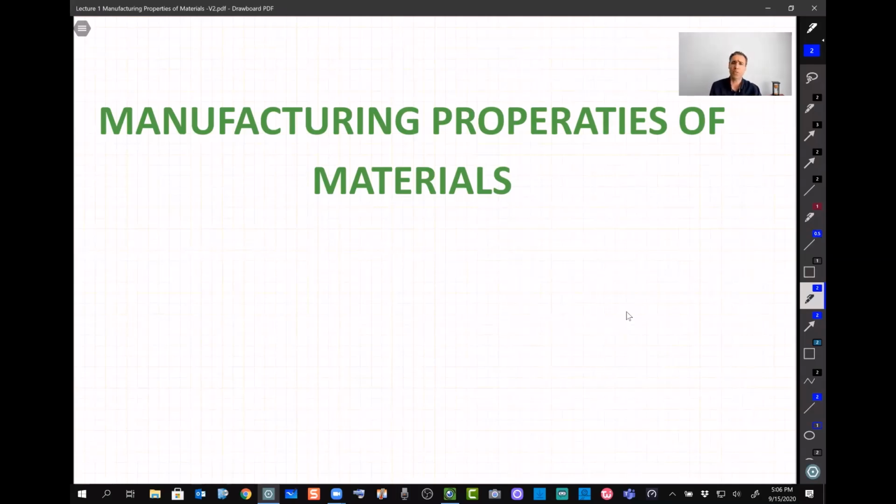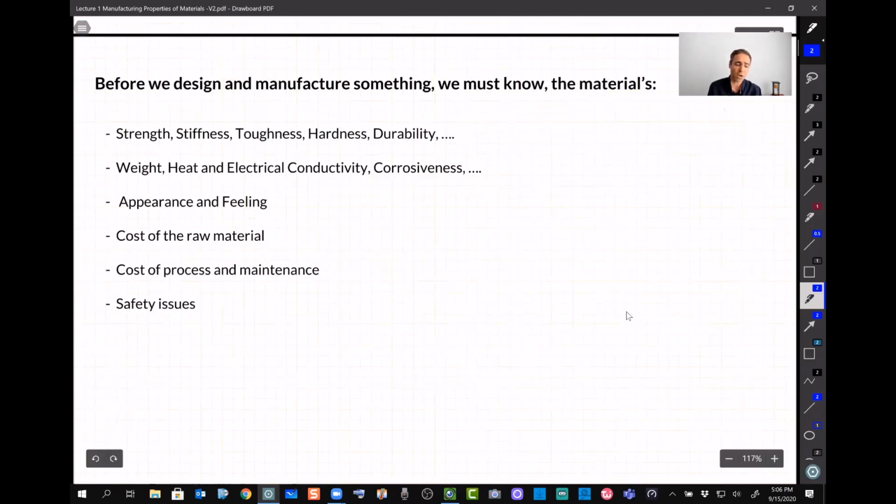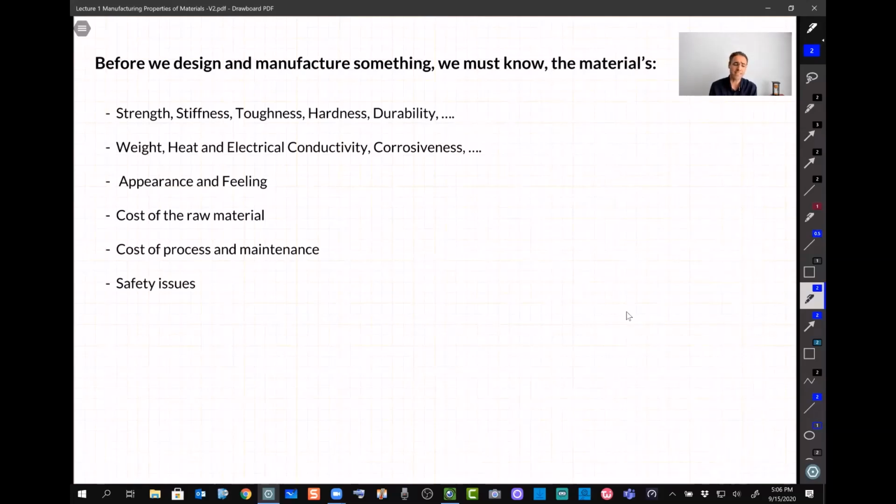Material. But why do we care about material? Well, we cannot do a design or manufacture something if we don't know the property of a material. In particular, for anything that we make, we need to know how strong it is. And you notice I said "how strong." That's a layman term. When we say strong, we need to say, what do you mean by strong?